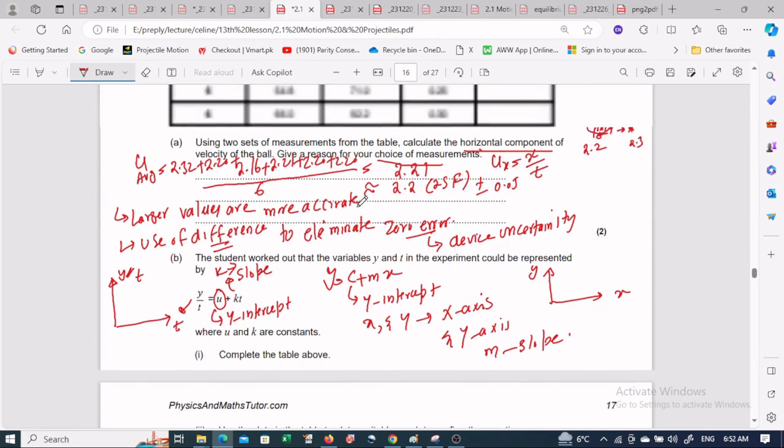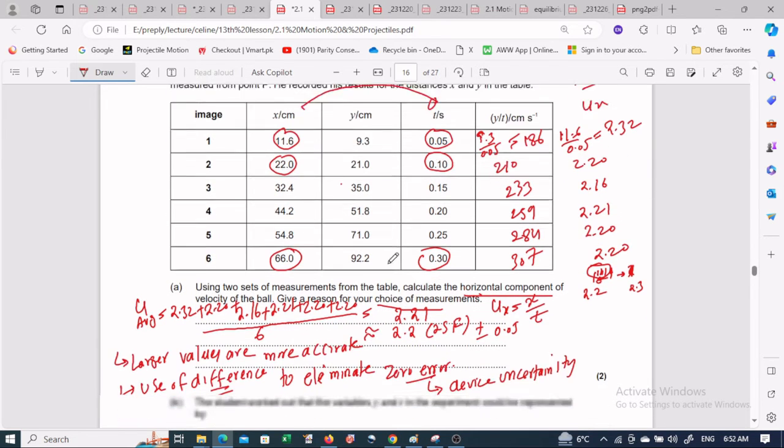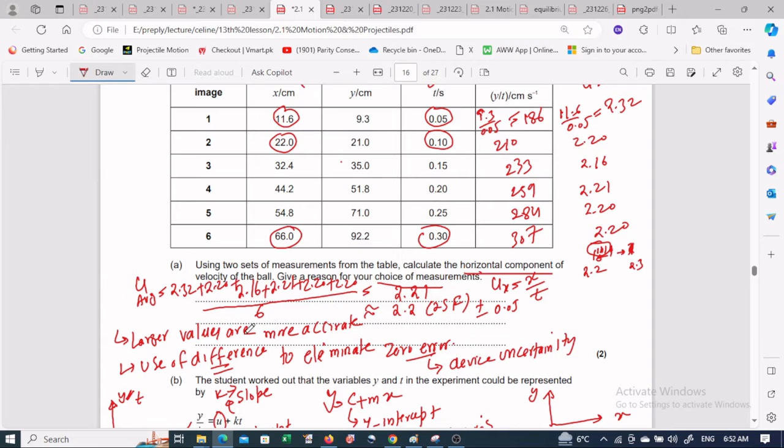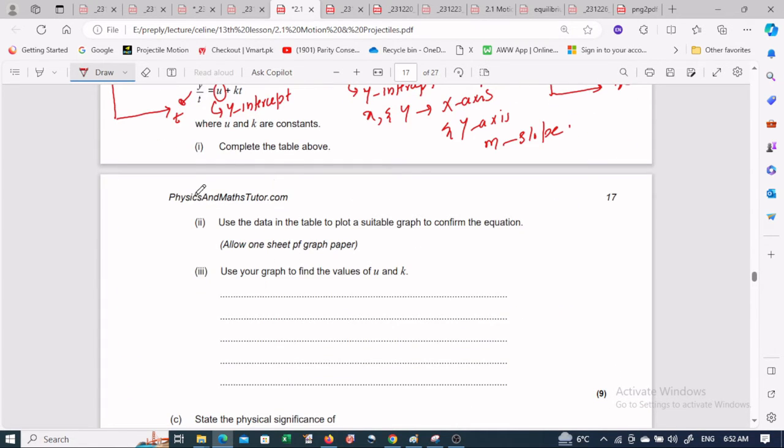Now we have to complete the table. I already completed the table because I divided by t, so we get these values of y over t, and ux is the average. We can find the initial horizontal speed in the rough work. If we don't want to include it in this, we can just do rough work, and then we have the explanation like this. Okay, now use the data in the above table to plot the suitable graph. So I have to draw the graph.